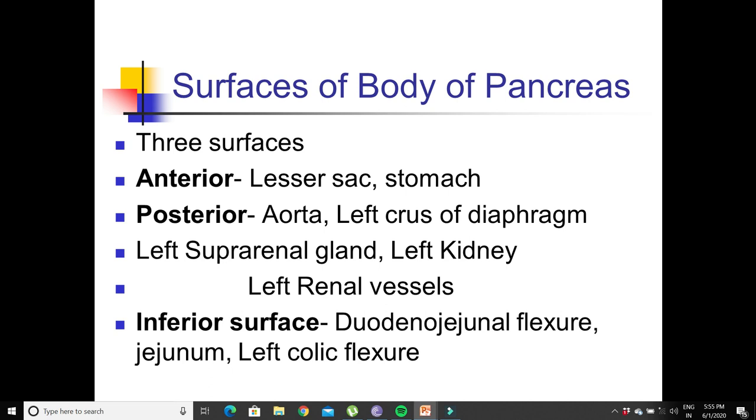Now we have to study about the surfaces of body of pancreas. Three surfaces: anterior, posterior and inferior. Anterior surface is related with the stomach and the lesser sac. Lesser sac is attached to the stomach, which you must have studied earlier. So stomach and lesser sac form the anterior relations. Posterior relations are aorta, left crus of the diaphragm, left suprarenal gland, left kidney and left renal vessels. While inferior surface is related with the duodenojejunal flexure, jejunum and the left colic flexure.